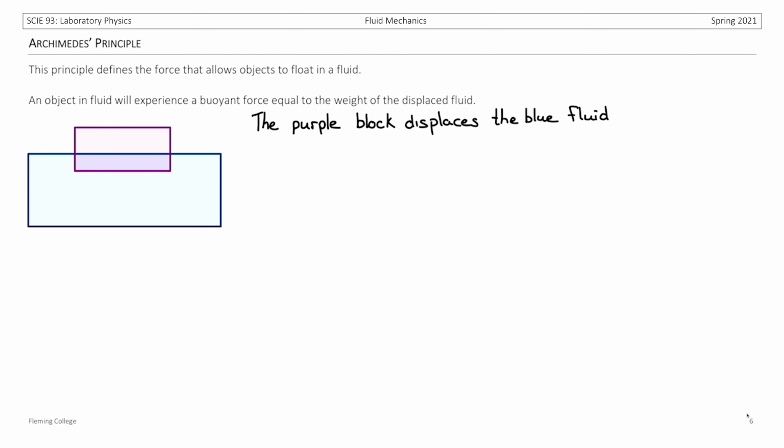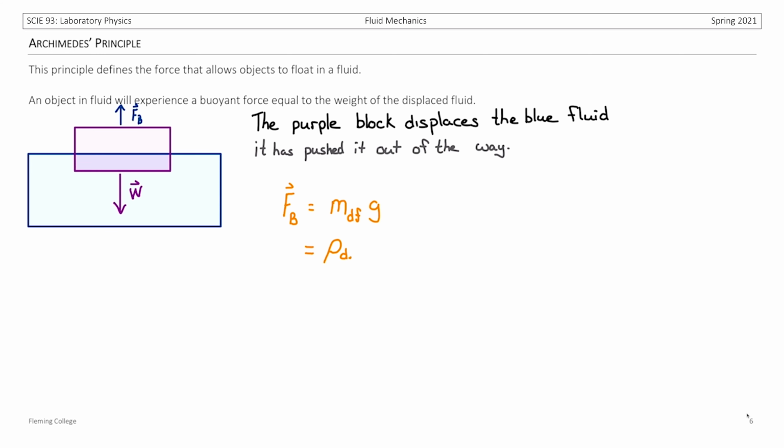We know from Newton's third law that whatever force it uses to push things out of the way will have a reactionary force. This reactionary force is our buoyant force. And we found that we can calculate the buoyant force is equal to the mass of the displaced fluid multiplied by gravity. And again, we see that we can replace mass by the density of the displaced fluid and the volume, or the amount of that fluid that's displaced.